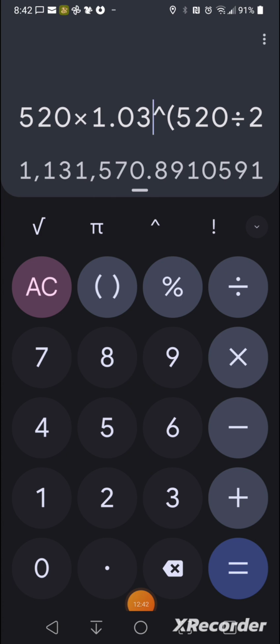3 makes it. So if you do 3% for 5 years, right? 520, which is 10 years, divided by 2 gives you 5 years. And you start with $520. Boom. But how about if you can't make 3?